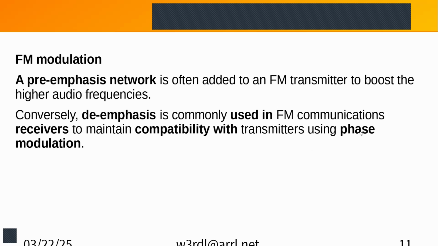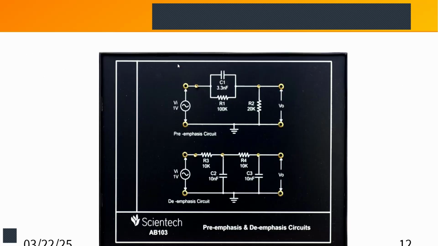And part of the reason they do that is so it's compatible with phase modulation. Because sometimes, like if you saw the formula, it's easier to generate a phase modulation than it is a frequency modulation. The end result is pretty much the same. This is a typical pre-emphasis and de-emphasis circuit. They're fairly simple.